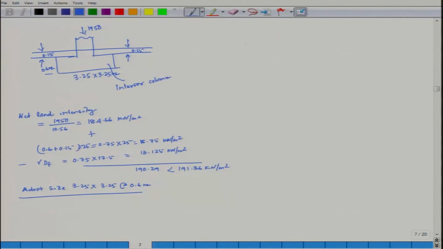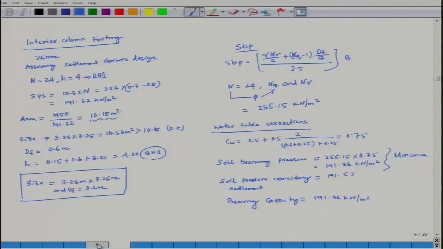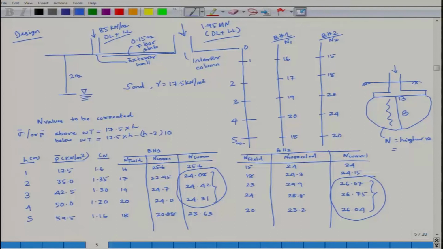So the next part is your wall footing, the exterior wall footing. Generally in wall footings, walls are coming: exterior walls, interior columns are there, and outside exterior walls are there. So, load intensity on the footing, you can start with the given load intensity, 85 kilonewton per meter.